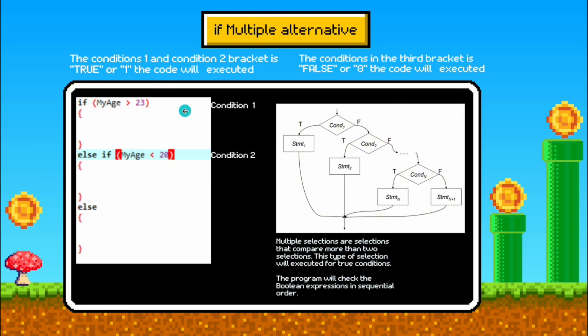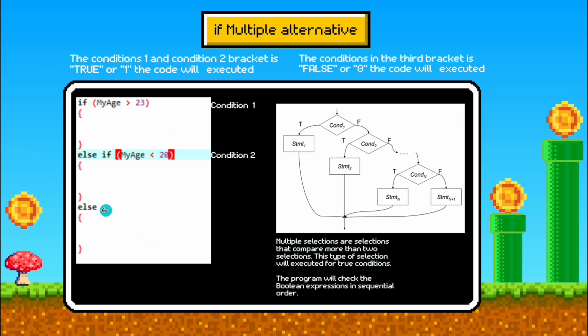If my age is bigger than 23, the code will execute 1 or true. So if you put the age as 24 or above, the code will execute 1 or true. Okay, let's see another condition. So this is the condition 2 bracket. Else if my age is smaller than 20, the code will execute 1 or true. If you put my age as 19 or below, the code will execute 1.